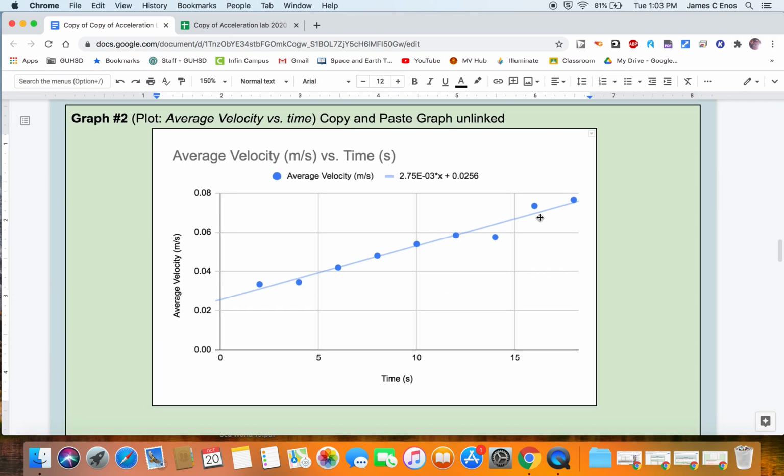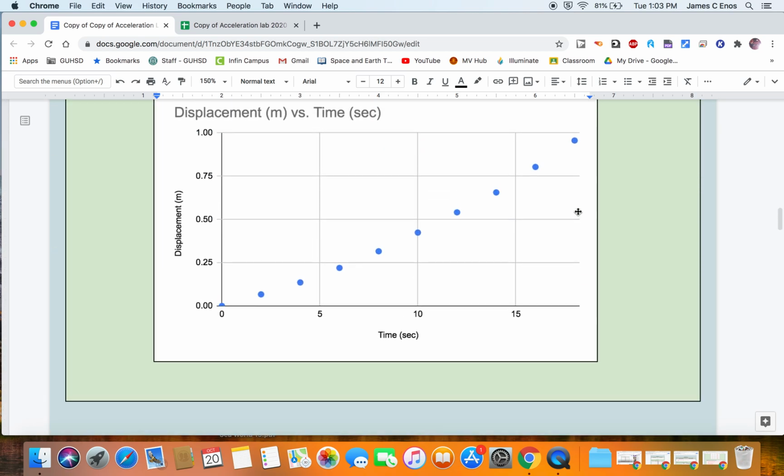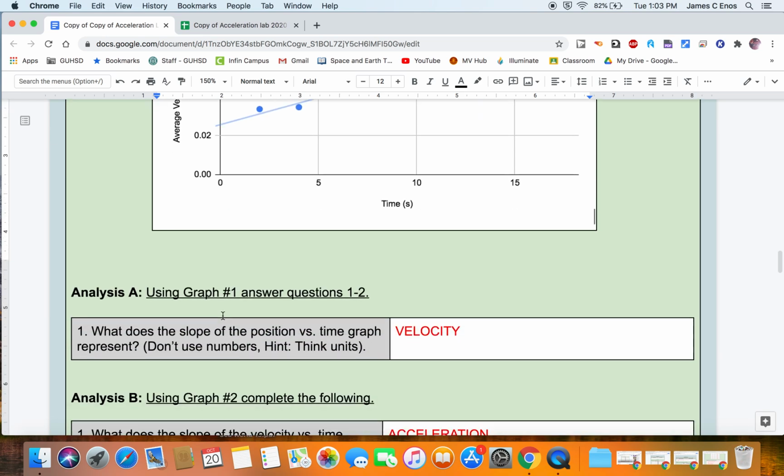So we see there's a linear relationship for the velocity versus time, and a nonlinear relationship here for the displacement versus time. On the linear relationship, we also have this slope, 2.75 times 10 to the negative 3. Now the slope of this is the acceleration. So we have the acceleration value of this little roller.